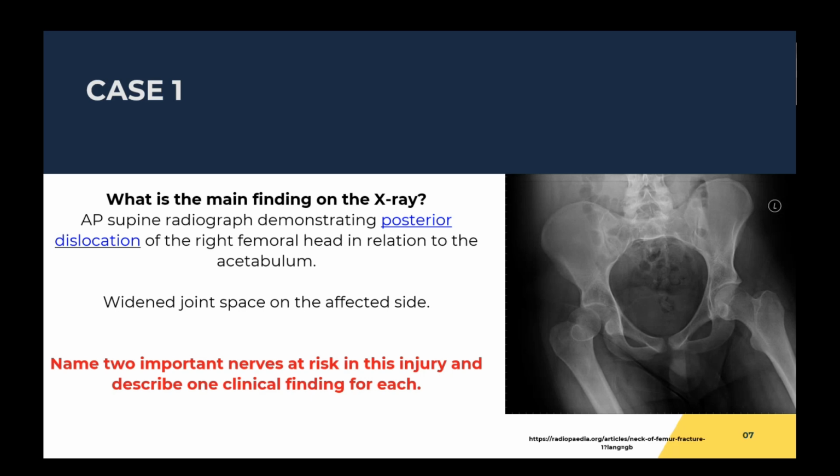Okay, so what is the main finding on this X-ray? So this X-ray shows a posterior dislocation of the right femoral head in relation to the acetabulum. There is widened joint space on the affected side. If you guys could name 2 important nerves that might be at risk in this injury and maybe describe one clinical finding for each nerve.